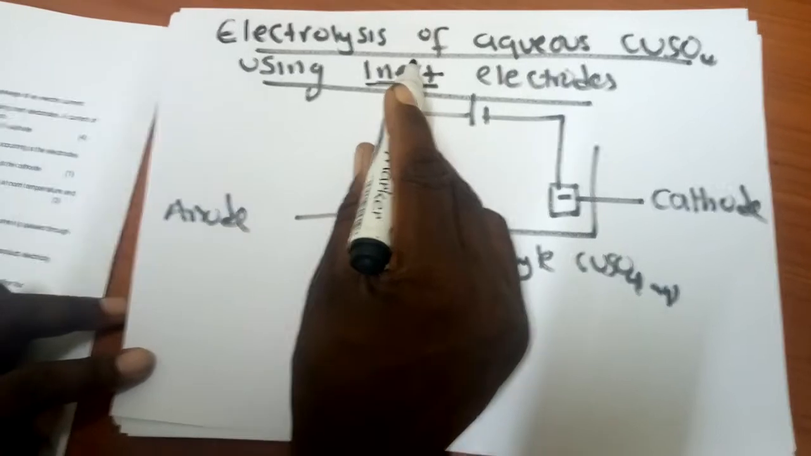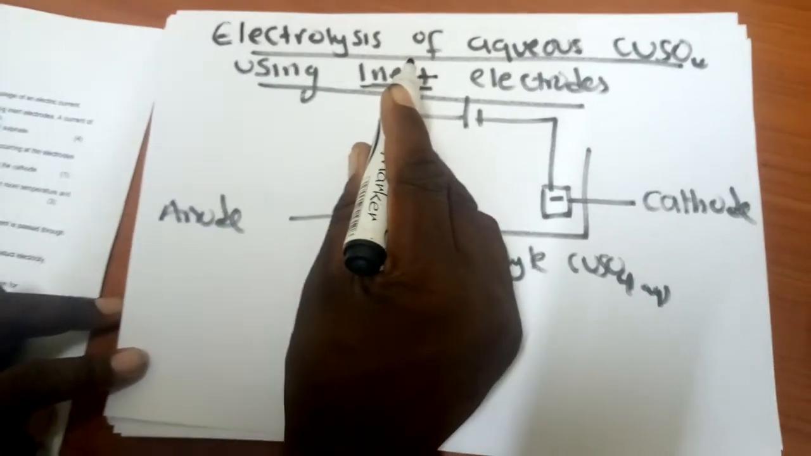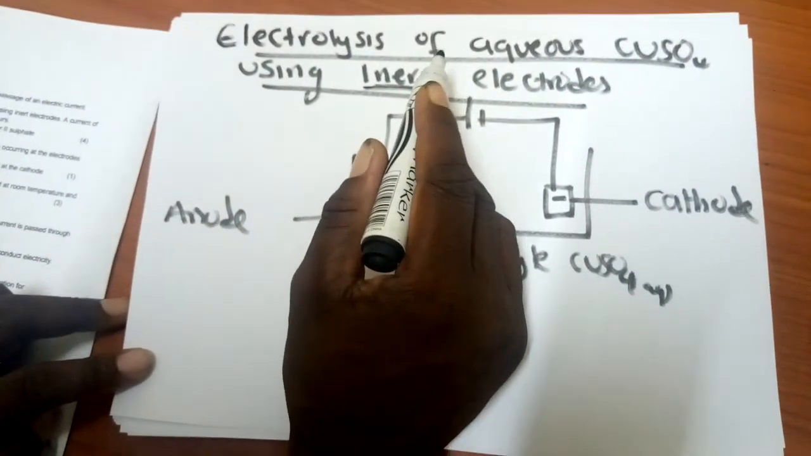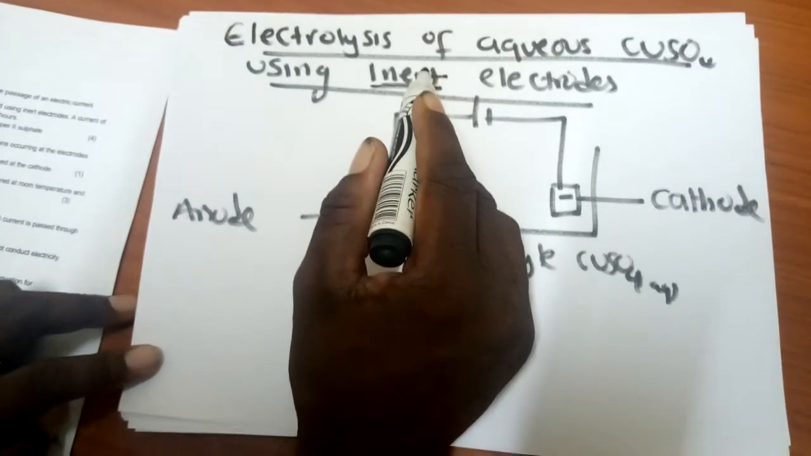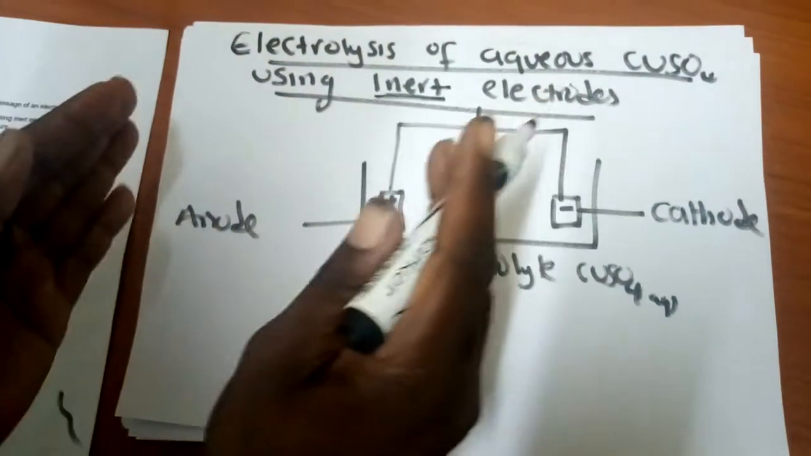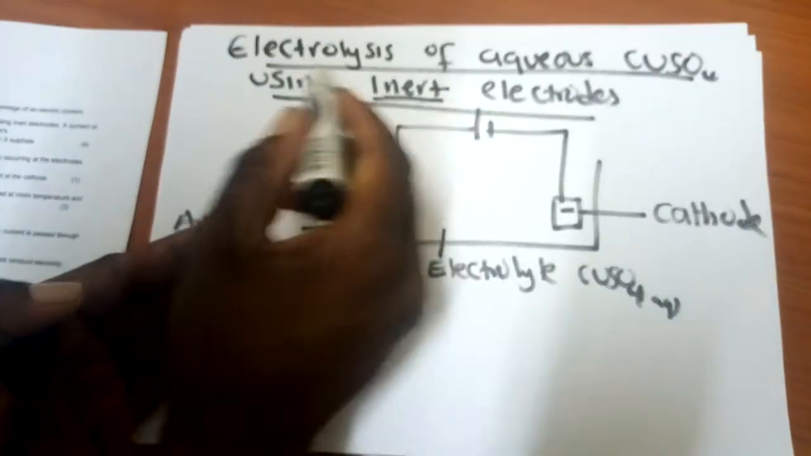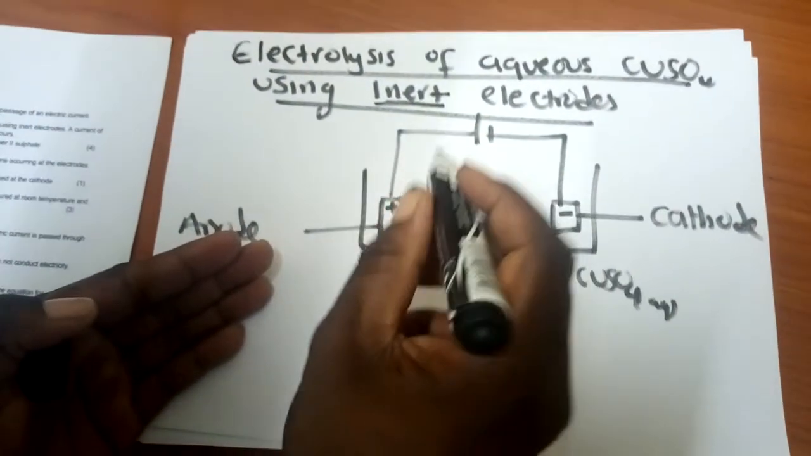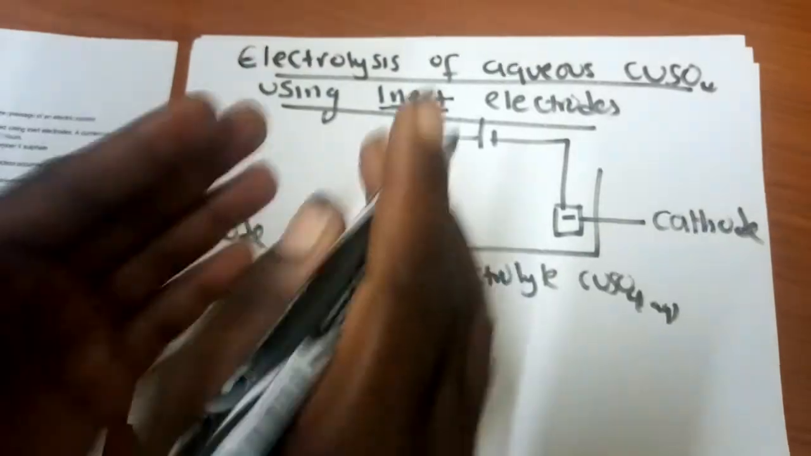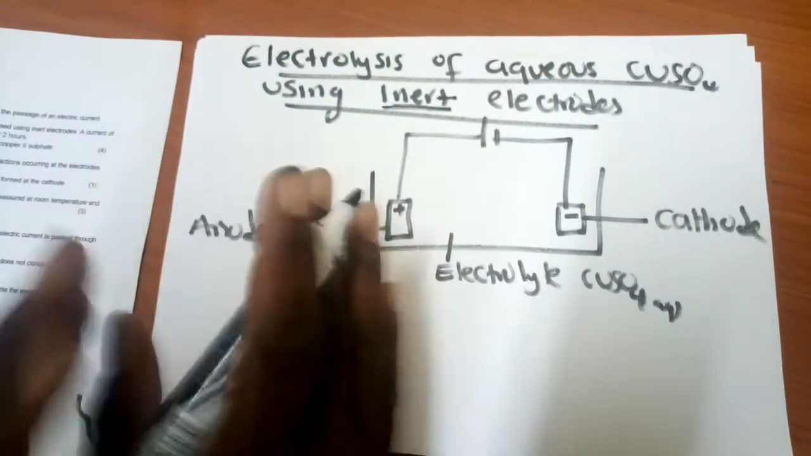Inert electrodes could either be platinum or carbon in the form of graphite. So we are dealing with inert electrodes for now. In my next video, I'll talk about electrolysis of aqueous copper 2 sulphate using copper electrodes. But for now, let's go with inert electrodes. That's what we are dealing with.